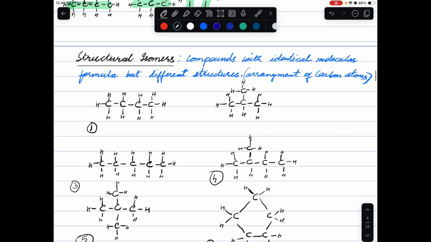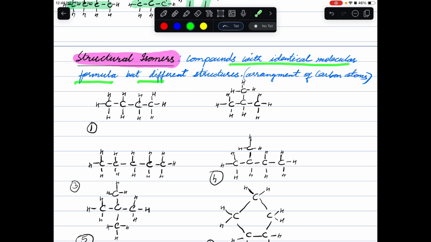Next topic is structural isomers. What is a structural isomer? Compounds with the same molecular formula but different structures. Structure means the arrangement of carbon atoms, how carbon atoms are connected. They are called structural isomers.